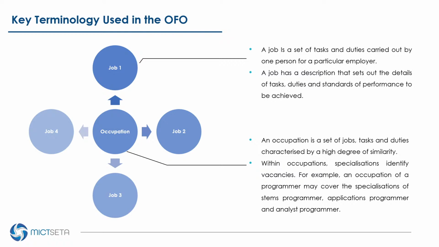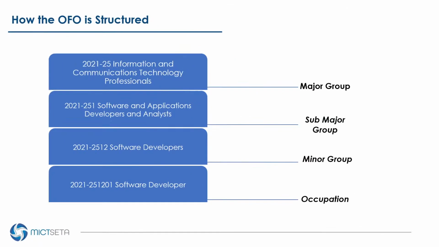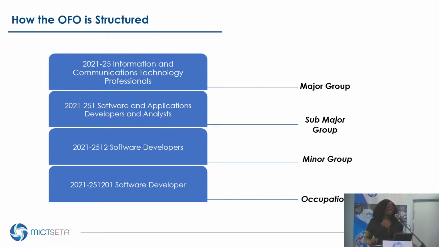So the OFO is structured into 8 occupational categories. Okay, I think I used the old presentation. So there are 8 categories of the OFO, the highest being the managers and the lowest being the elementary workers, the second being professionals, and the third being associate professionals, et cetera, et cetera. That's the structure of the OFO.